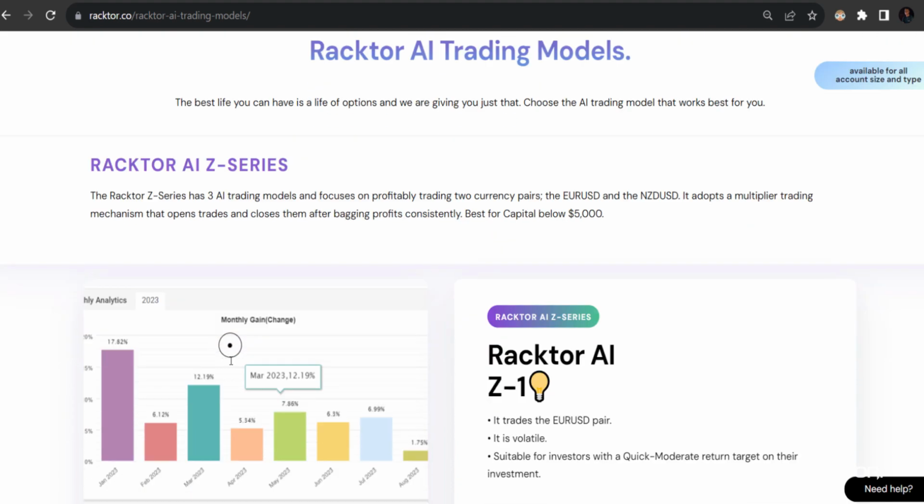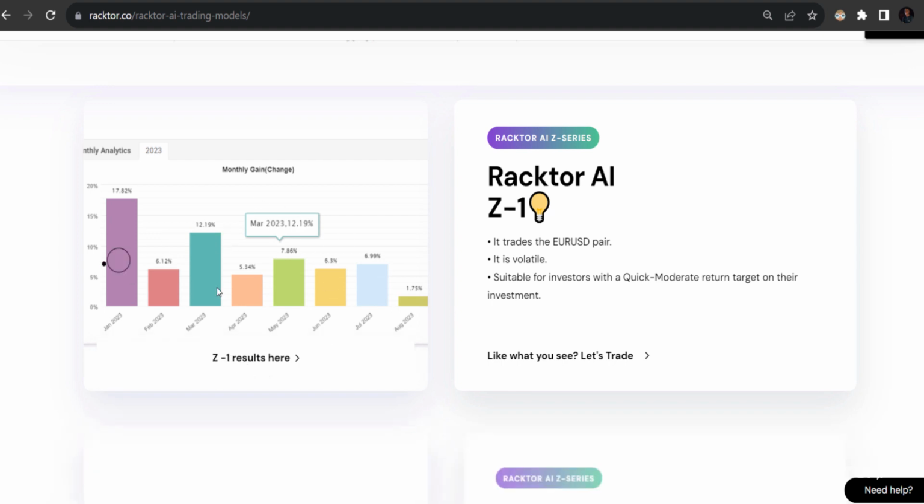All right, so let's go over to Z1. You can see in the picture here how that has been trading from 2023 to date, and the Z1 only trades the EURUSD pair, and it is a little volatile and suitable for investors with a quick moderate return target on their investment. So if you want something quick, something fast, and I don't want to say sudden because it's never sudden, but something very fast, the Z1 AI model is for you.